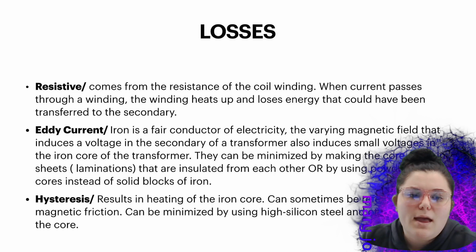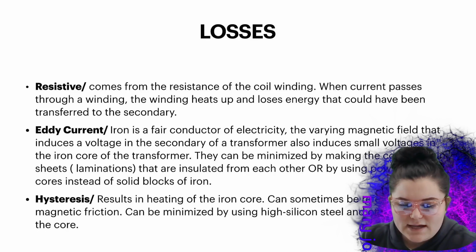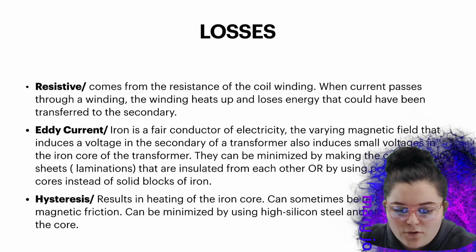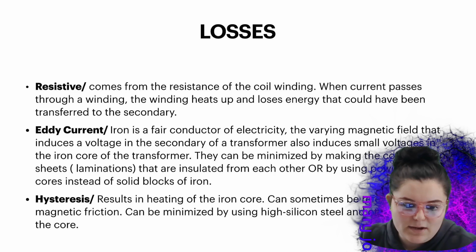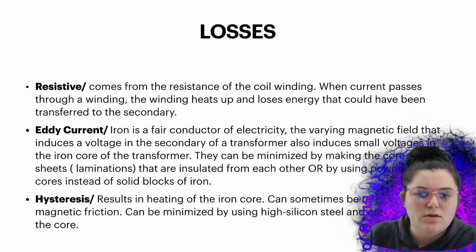secondary. Eddy current. Iron is a fair conductor of electricity. The varying magnetic field that induces a voltage in the secondary of a transformer also induces small voltages in the iron core of the transformer. They can be minimized by making the core out of thin sheets, also called laminations, that are insulated from each other, or by using powdered iron cores instead of solid blocks of iron.